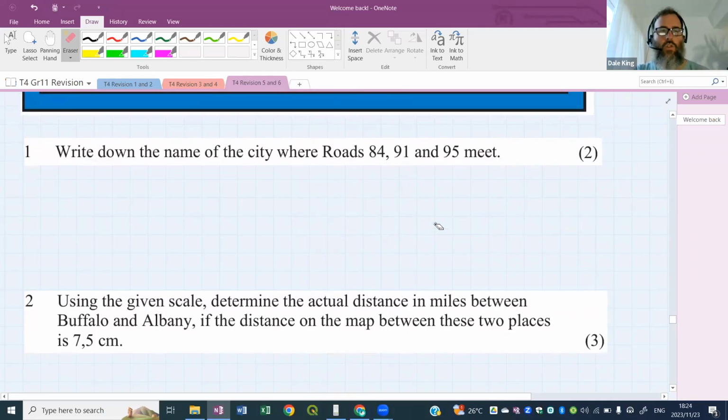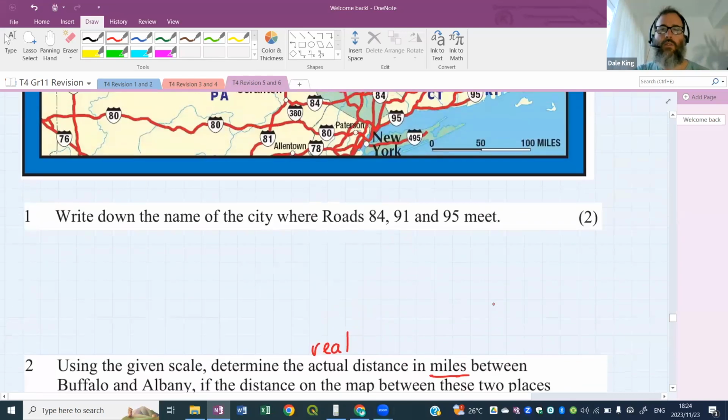All right, question number 2. Using the given scale, determine the actual distance. Now instead of real, they say actual, but these mean the same thing. Real or actual distance in miles, we don't really use miles, but we're going to today, between Buffalo and Albany. If the distance on the map between these two places is 7.5 centimeters.